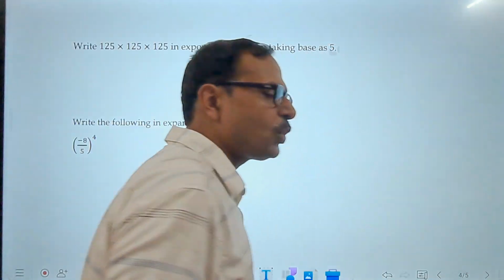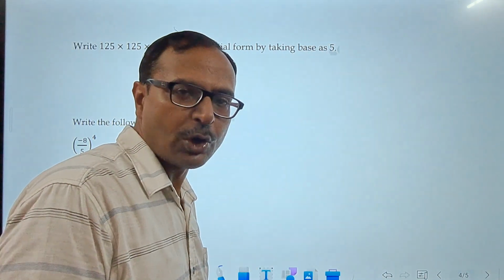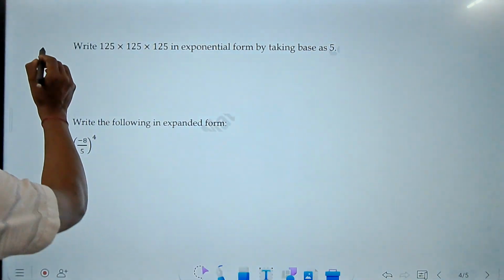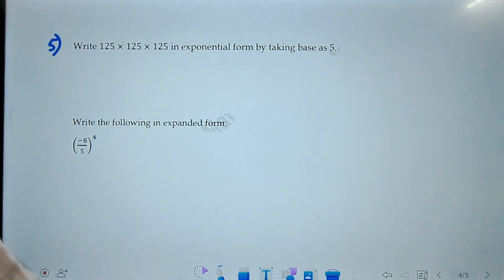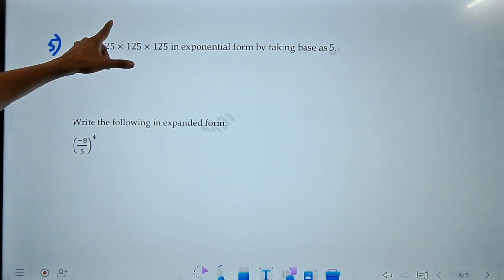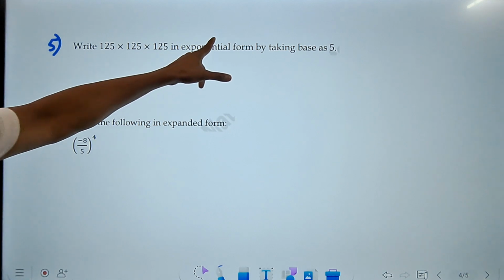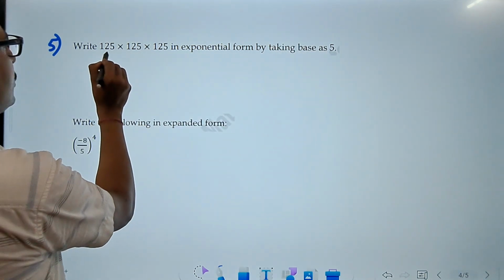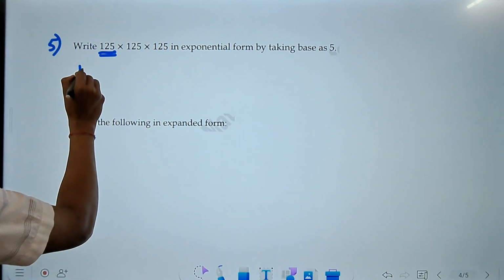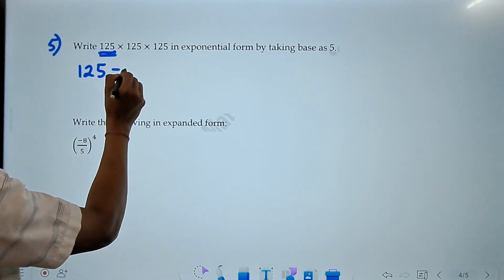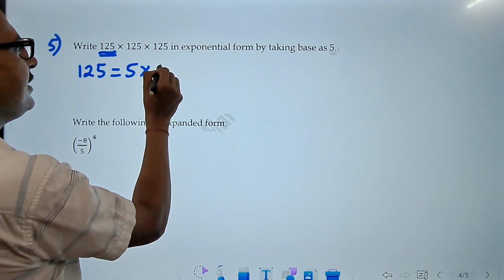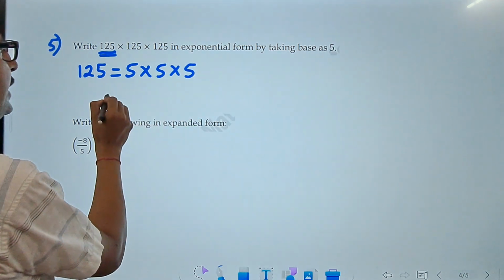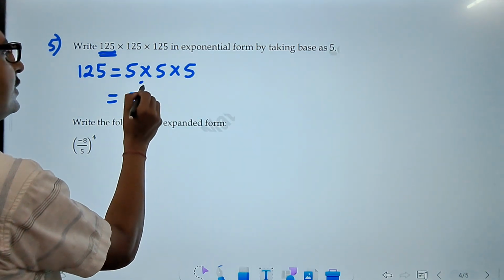Likewise, we can have so many different types of questions based on laws of exponents. Let's have another one. This is question number 5 for this video. Write 125 into 125 into 125 in exponential form by taking the base as 5. So as you know, just now we simplified 125, and 125 was 5 times 5 times 5, and therefore it can be written as 5 raised to power 3.